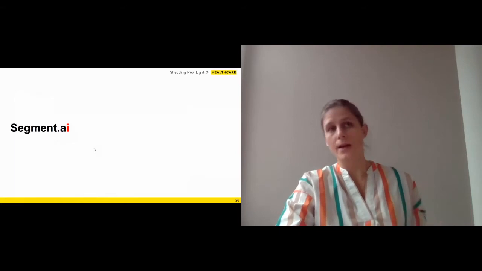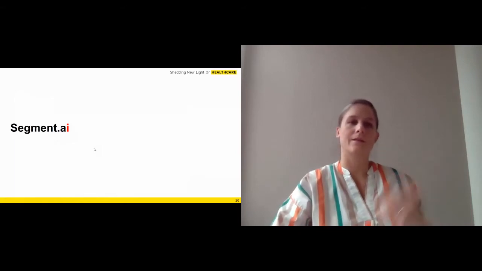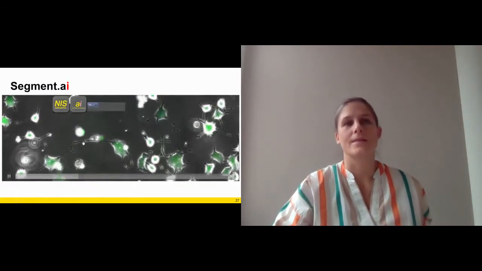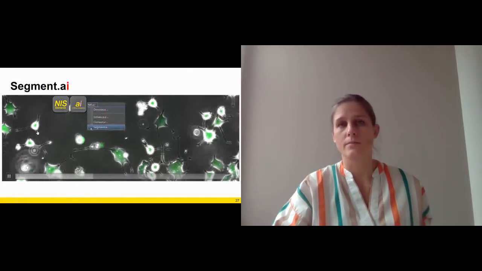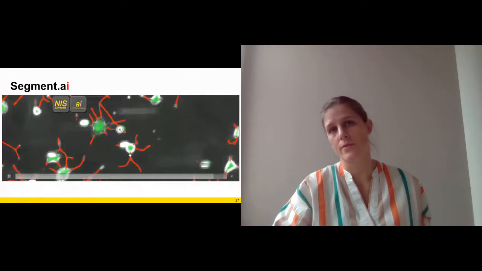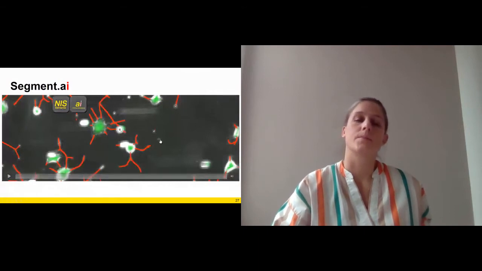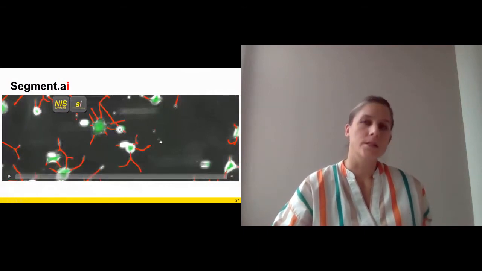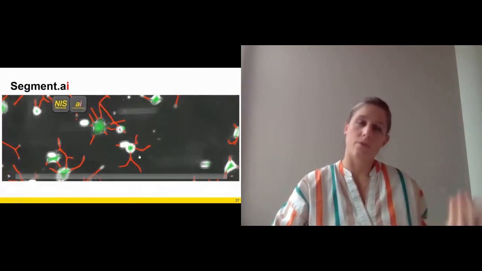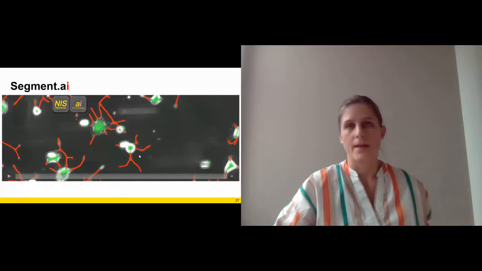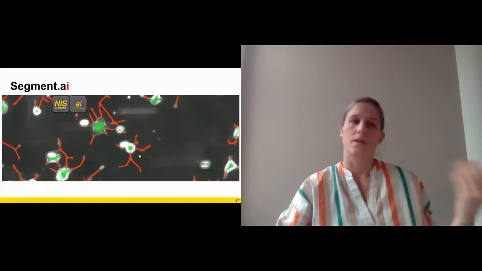Then Segment AI, I think the title already says it quite nicely. It does a segmentation. So this, as you can imagine, is a quite typical but very difficult example of these neural cells here, and you want to have these traces. And this often actually needs ground truth data where the segmentation is done with a lot of manual work. But the nice thing is that you do it once and then you reuse it.